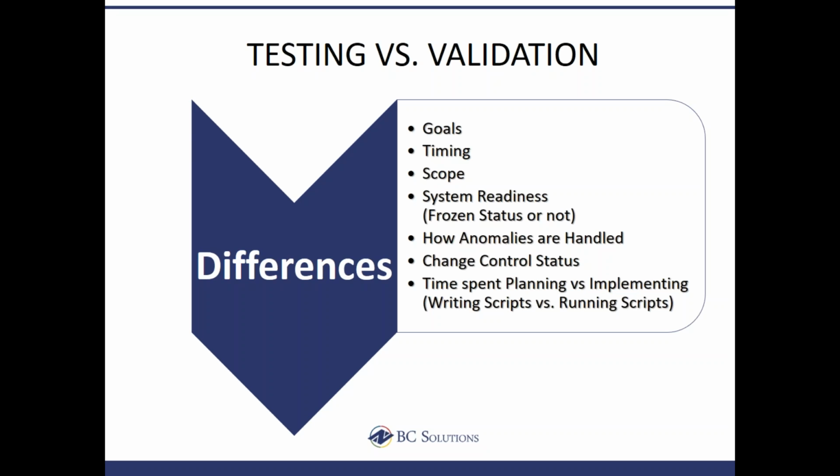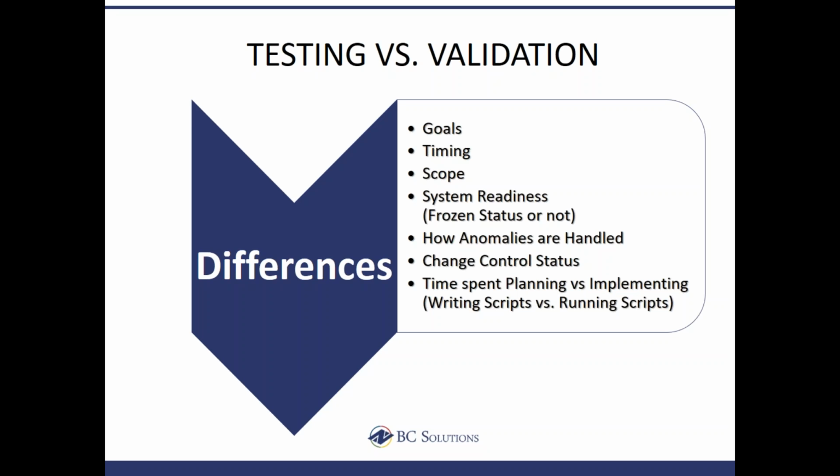But the scope for the validation is really supposed to be for things that have the highest risk or impact on patient safety. So scope for testing being everything that you've configured to make sure that it's working the way you expect. The scope for validation being the highest risk things that are going to cause patient safety problems. The system readiness, remembering that cyclic diagram I showed you, the system when you're testing is not ready, it's not frozen, it's still in flux.